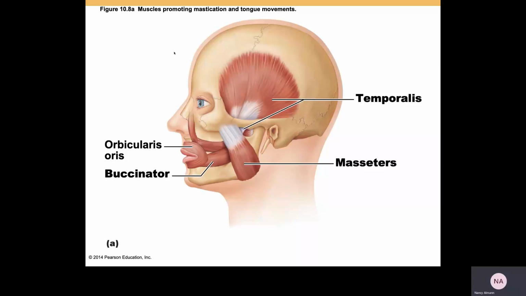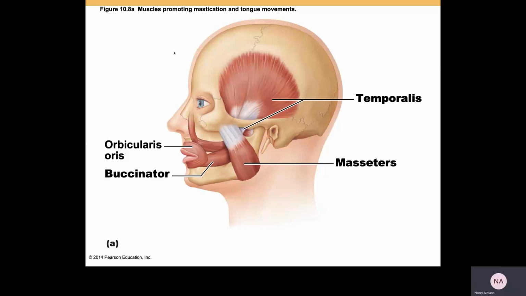This shows you orbicularis oris. Think whistling. So orbicularis oris is the whistling muscle. Temporalis is marked, as is the masseter muscle. Those are going to elevate the mandible and be important for chewing. And buccinator is marked there, and that is going to help hold the food in between your teeth.